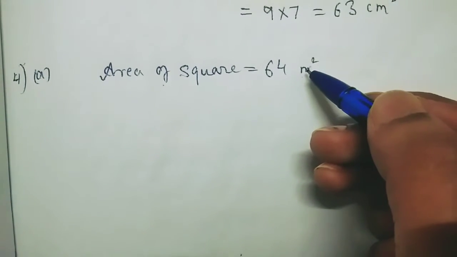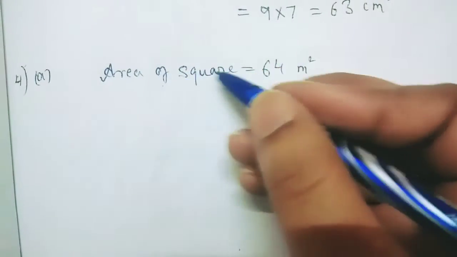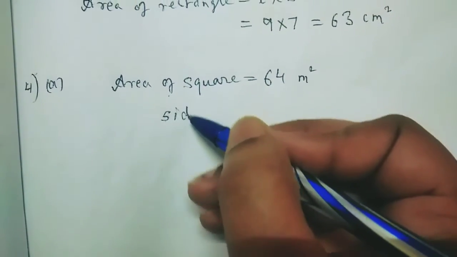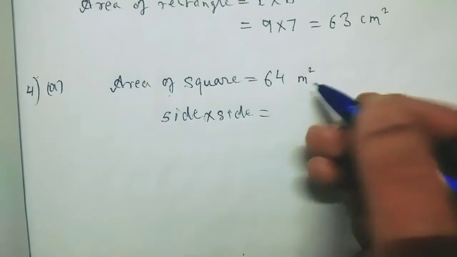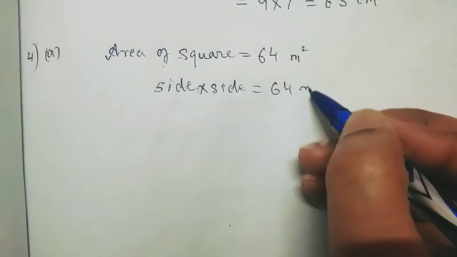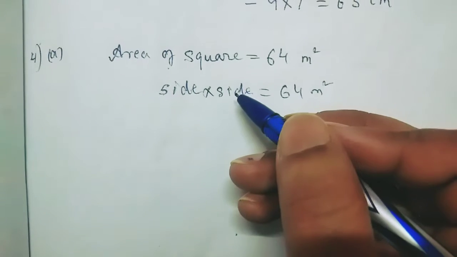Okay. So you have to find the side of this square. So how to find the side of this square? You have to write the formula of the area of this square. So what is the area of square formula? Side into side. Okay, side into side. So you have to write the formula here. Understood? Now write 64 here. Now you have to find the side. So how can you find the side? So side into side here written in this side.